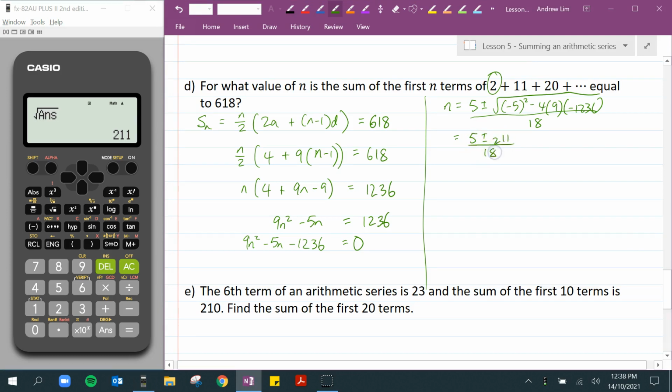The thing is, if we were to subtract it, we'll get a negative number, and we can't have a negative term, as in n cannot be negative. So really, it should not be plus or minus, it should just be plus, because n has to be a positive integer. Let's add 5 to that, divided by 18. We know that n is equal to 12.